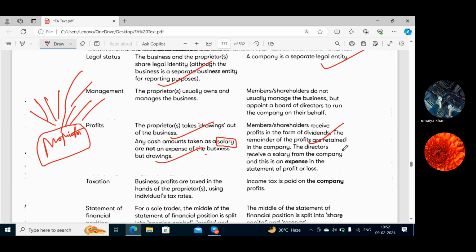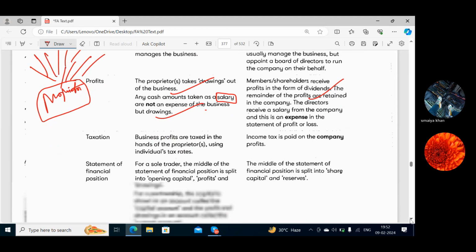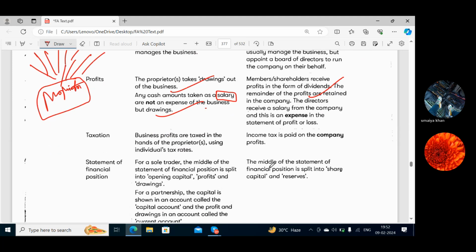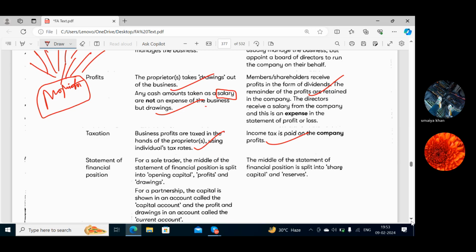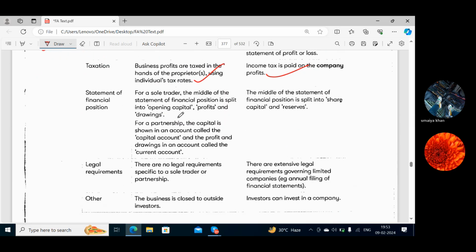In a company, everything is an expense. Director's remuneration is an expense, but only the dividends shared with the shareholders are not an expense. Taxation, the business will be taxed. Here also income tax has to be paid on the profits. And here they make the statement of financial position. They show the capital, the profits are added to capital and the drawings are subtracted. Here also we already know the middle of the statement of financial position is split into share capital and reserves. And in the partnership, the capital is shown in an account called the capital account, and the profits and drawings in an account called the current account.